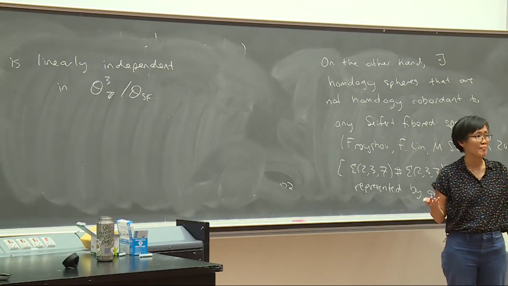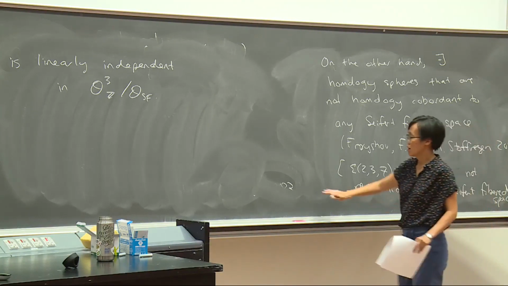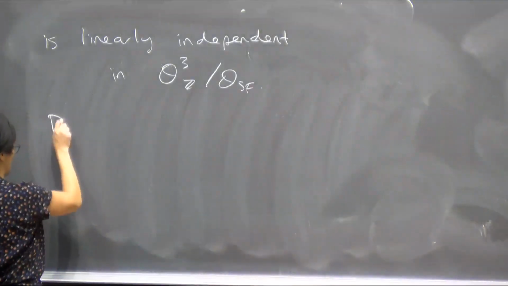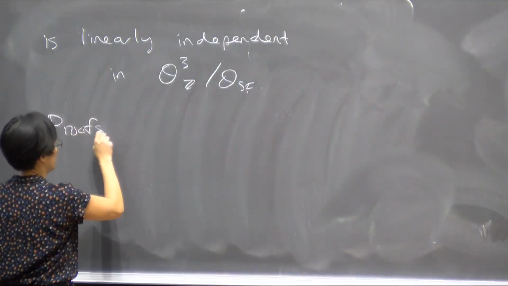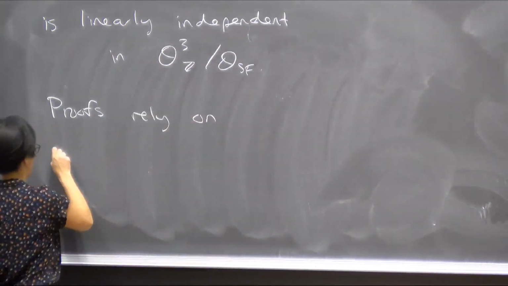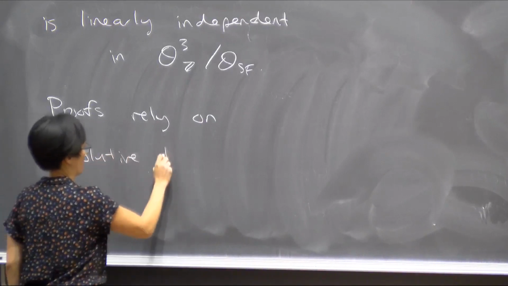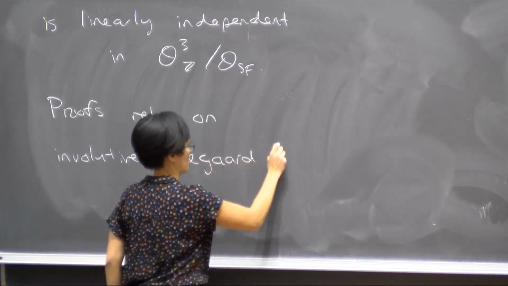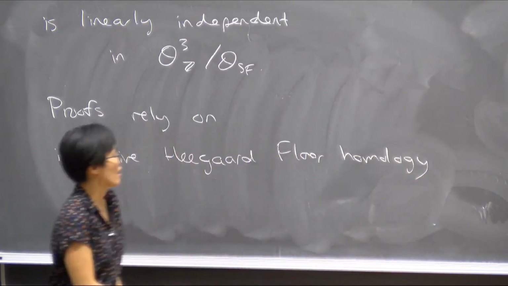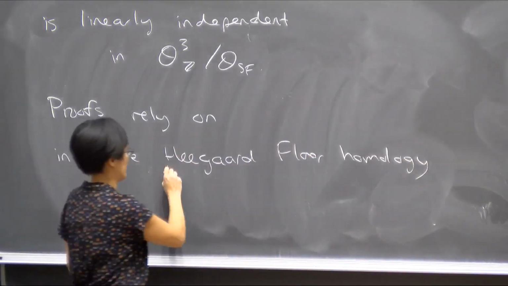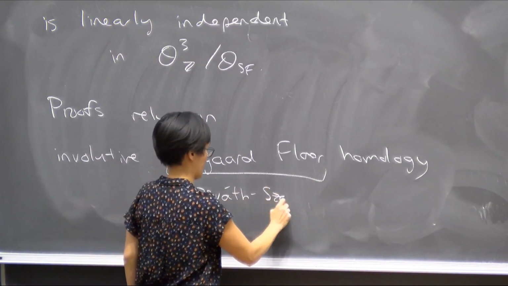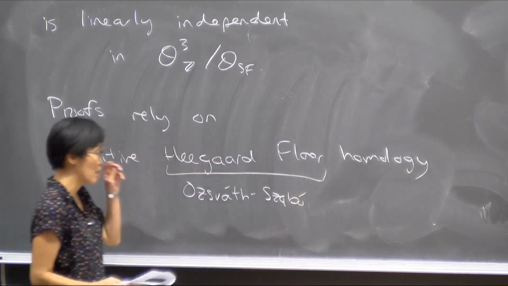And so I want to spend the rest of my time today telling you about how we prove these results. Both proofs rely on Heegaard Floer homology, a particular refinement of Heegaard Floer homology called involutive Heegaard Floer homology. Heegaard Floer homology is a package of invariants for 3-manifolds, 4-manifolds, and knots inside of them, defined by Ozsvath and Szabo about 20 years ago.